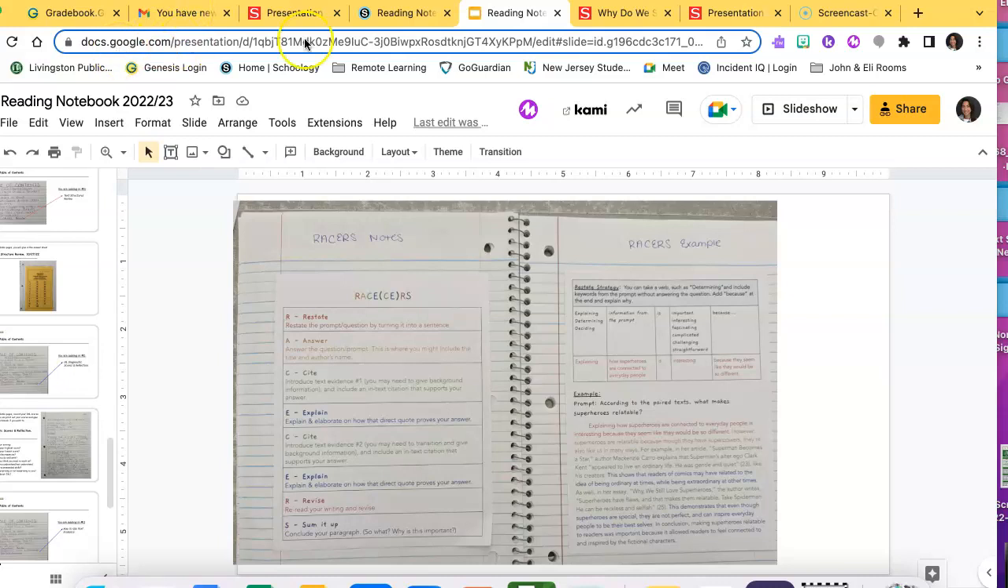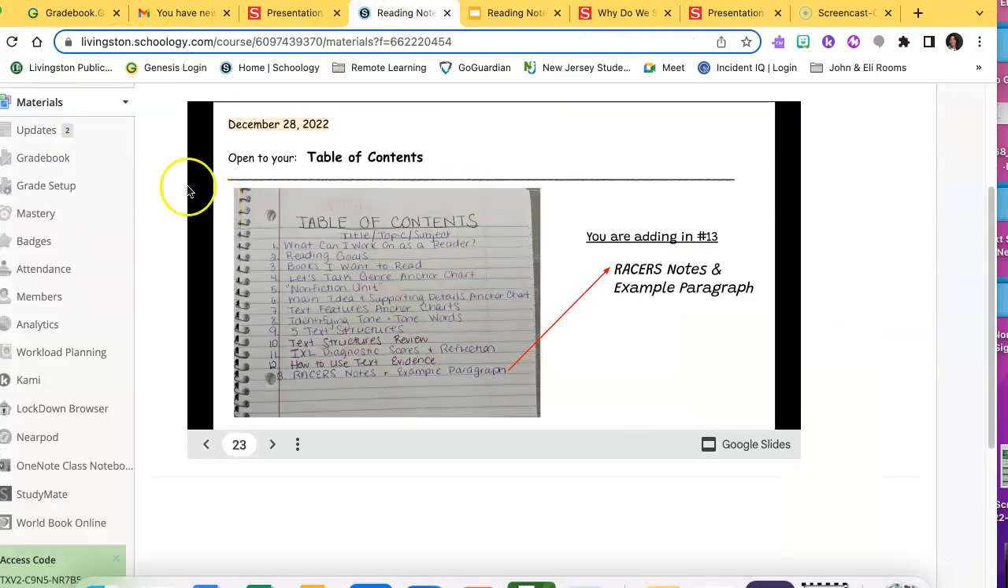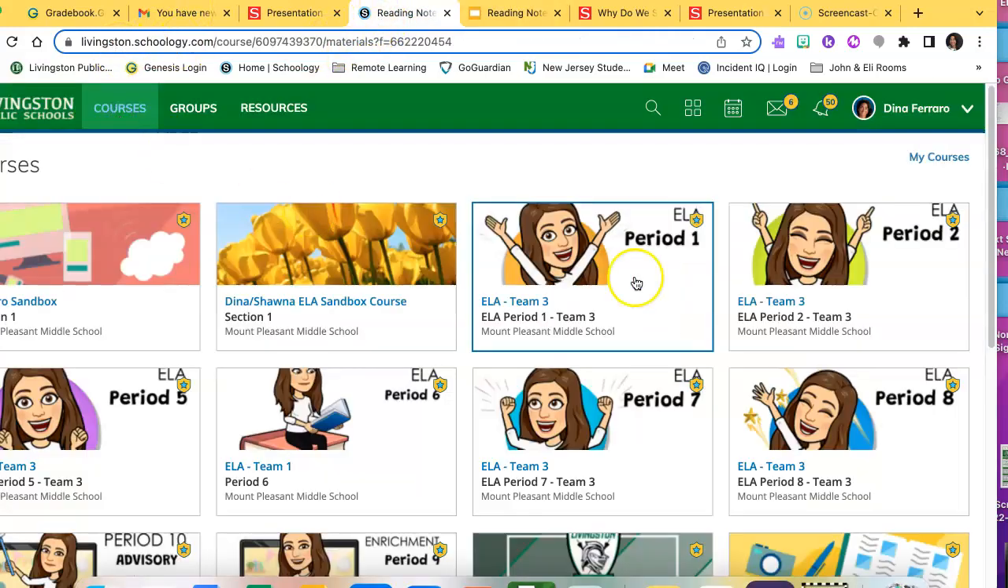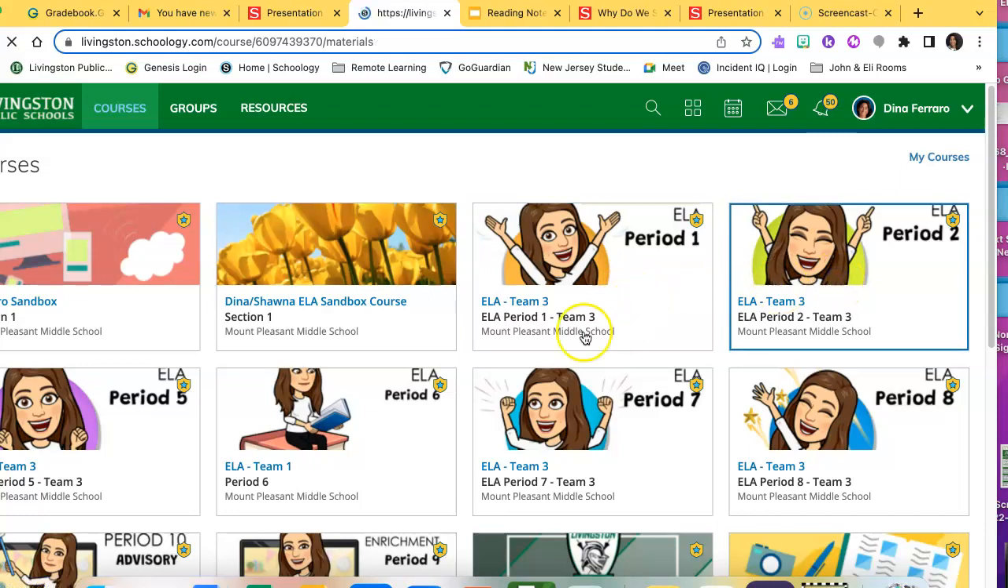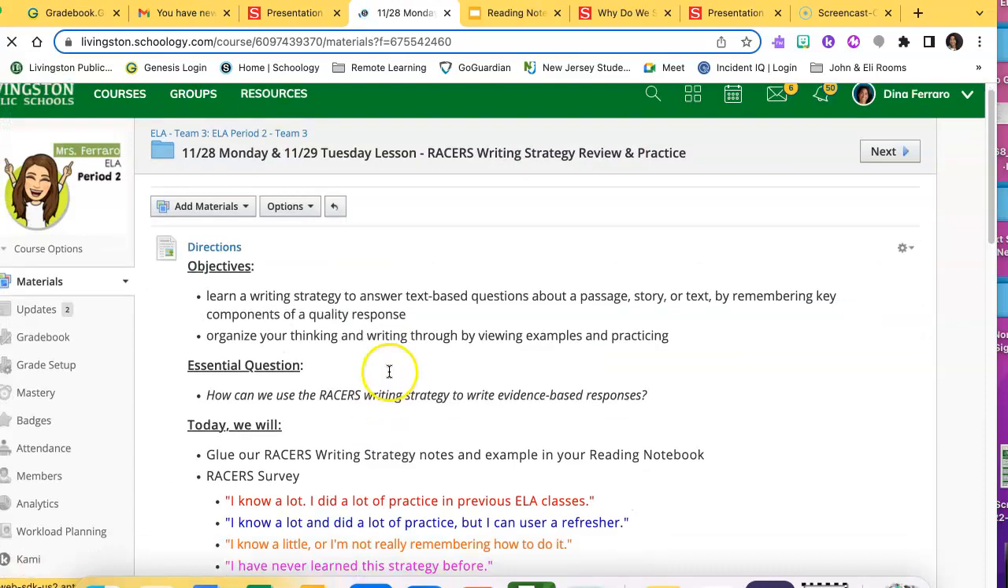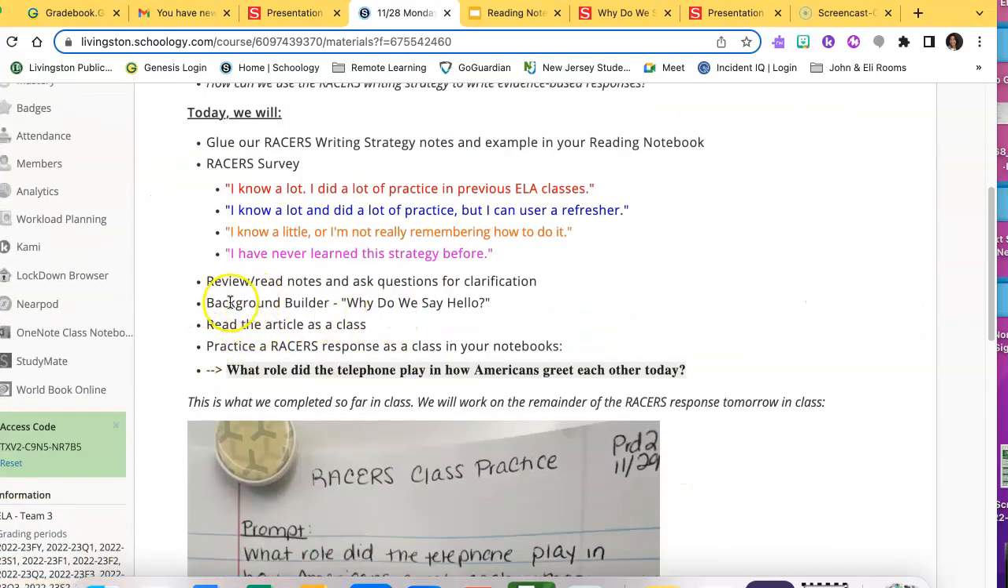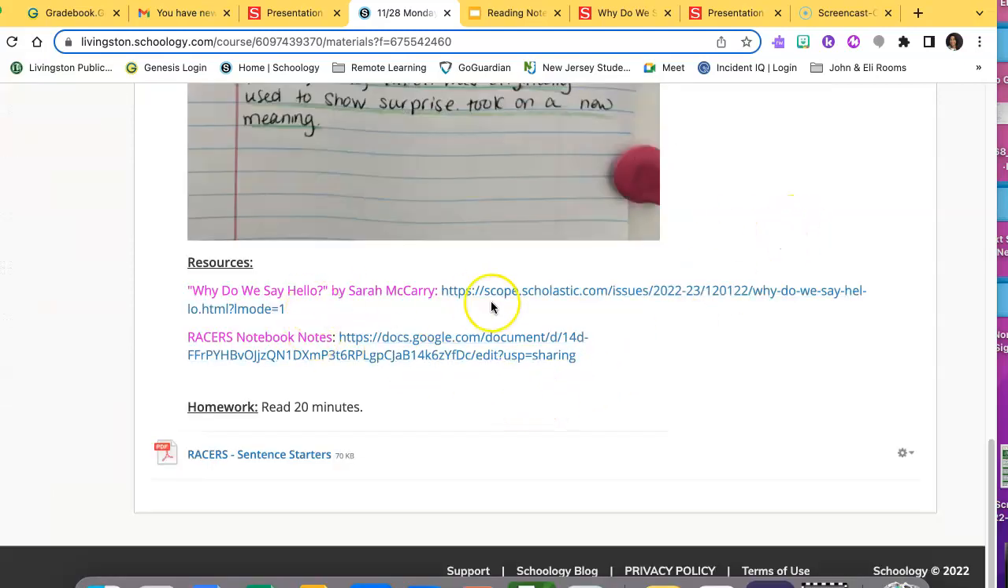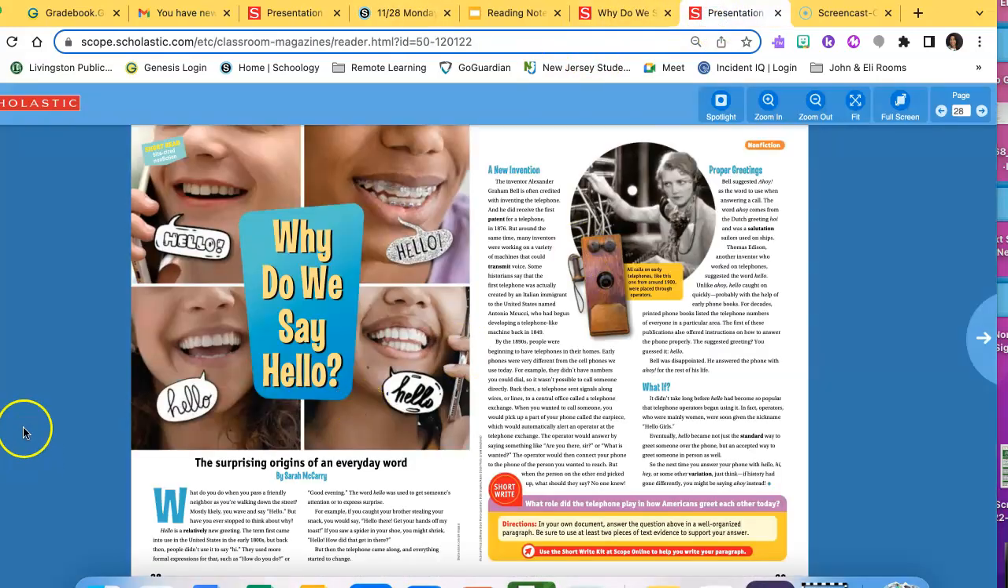Now, going back to the lesson for Monday. So obviously that took a while to go over, but we spent time on that. And then the last thing that we did on Monday was we read this article. Well, we did a background builder, which you can skip. But we read this article that's called Why Do We Say Hello? And it's in Scholastic Scope. So you can click on that link and it'll take you to this article, The Surprising Origins of an Everyday Word. So you want to make sure you read this article to yourself.